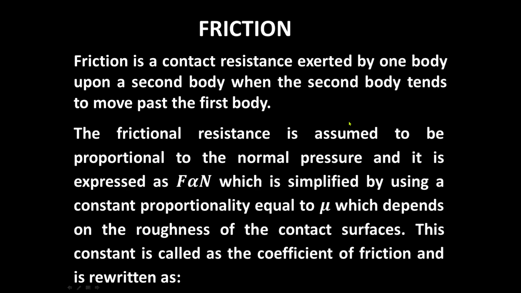Yan ang symbol na ginagamit natin ng mu, which depends on the roughness of the contact surfaces. This constant is called as the coefficient of friction and is written as, ito yung symbol na ginagamit natin. So, frictional force is equals to mu times N or the normal force. So, initially, yan muna ang definition ng ating friction. And then, ibinigay ko yung dalawang formula na nakasaad sa ating slide.